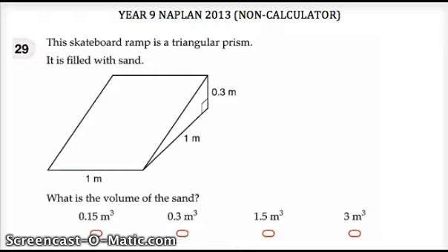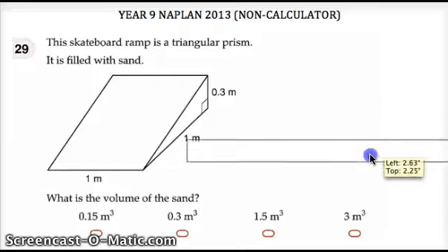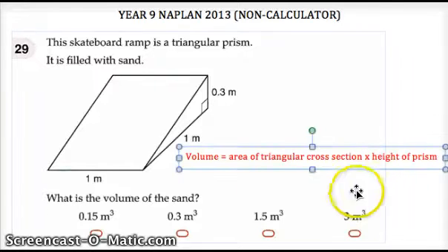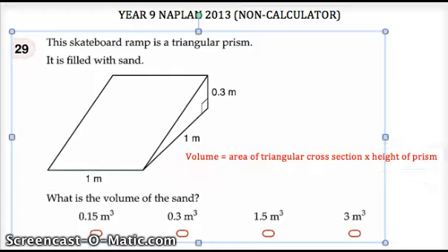Okay, now to find the volume of a triangular prism, or of any prism, first the formula is to find the volume. It's the area of the uniform cross section, which is the triangular cross section. So the volume will be the area of the triangular cross section times what we call the height of the prism.